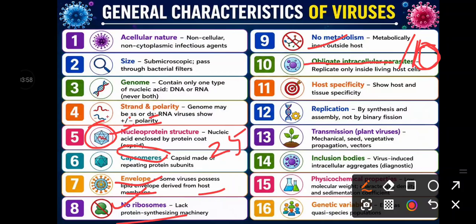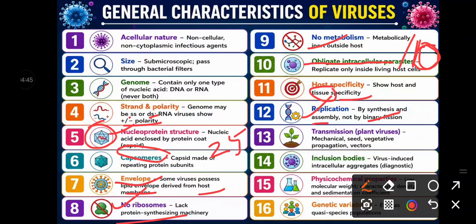Then about the host specificity, it shows very high host specificity, even tissue specificity, means it will restrict or multiply only inside phloem tissue or mesophyll tissue. So it is very specific in nature. Then about replication. Virus generally replicates inside the host cell by hijacking the host cell replication machinery, that includes synthesis of its nucleic acid strand, then protein synthesis, and ultimately the nucleic acid and protein capsid will be assembled. No such binary fission or division is there.